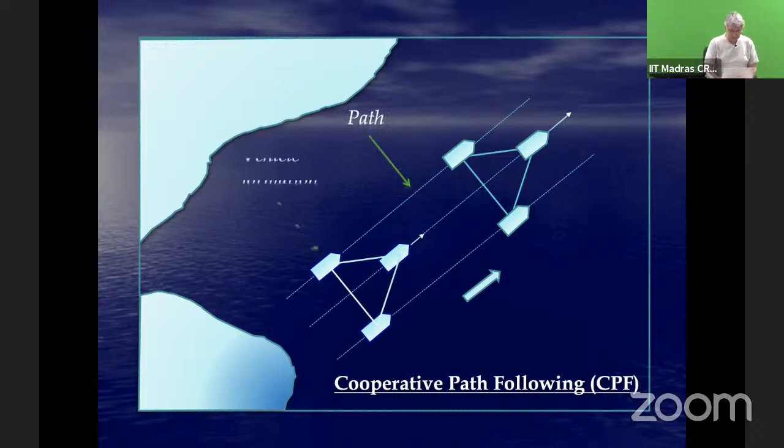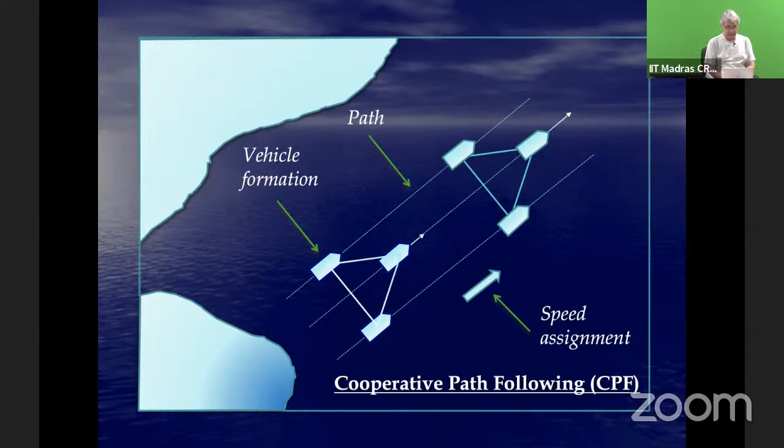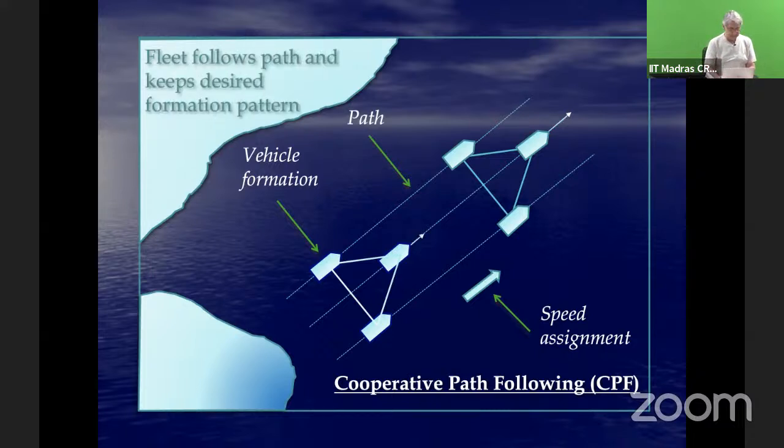So there's the path, there's the vehicle formation that you specify, and the speed assignment. In the case of straight lines, what you simply wish to do is for all of them to move at the same speed, which is not the case for more general paths. And then the fleet follows the paths and keeps the desired formation patterns.